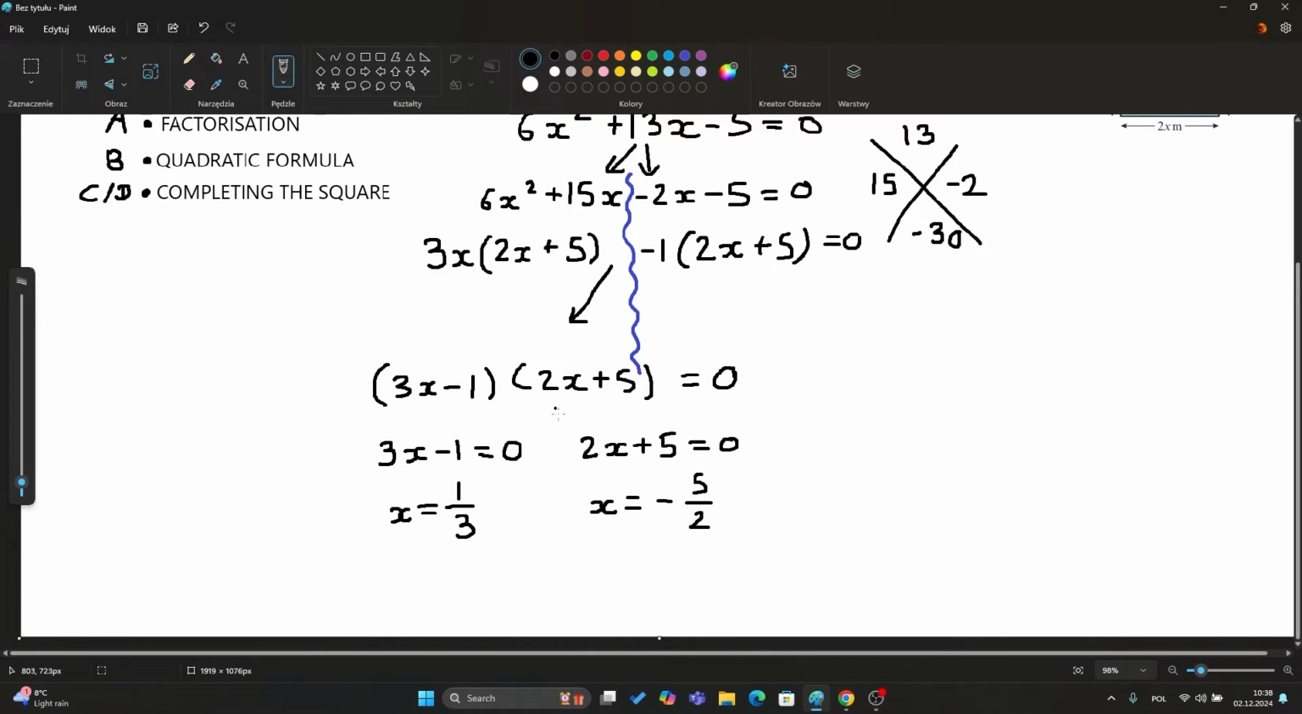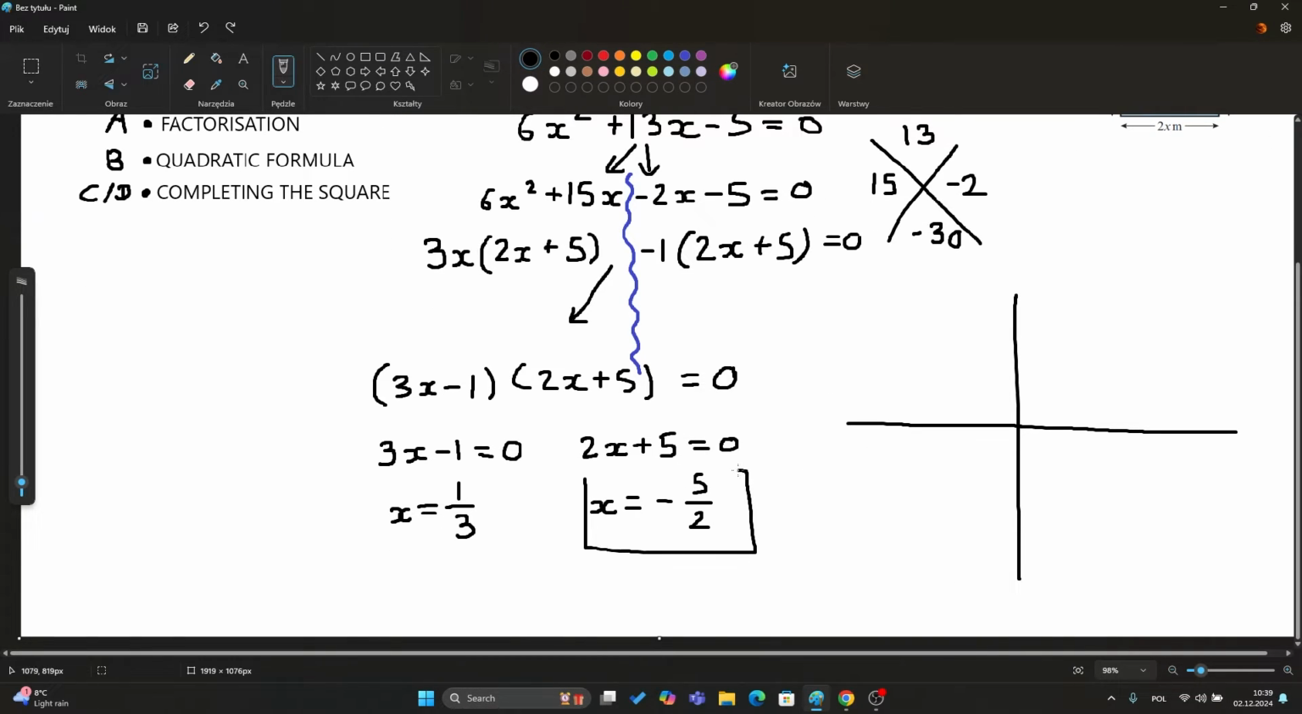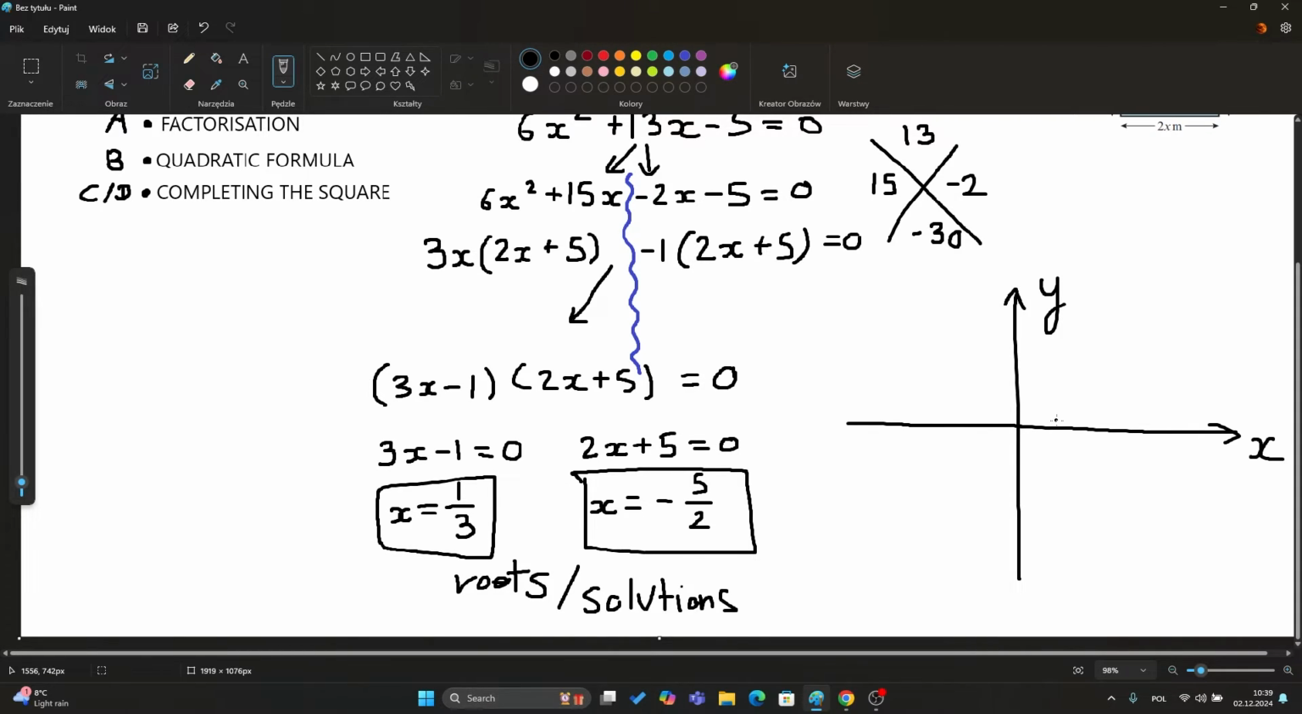So why do we need to solve it like that? Well, if we got a graph of 6x squared plus 13x minus 5, then the roots which we found here were solutions. They are sometimes called roots or solutions. They're called solutions of x because if we plot them on the graph, we can see that the graph goes through those points and that we have found where the roots are, and the roots are just points where the line crosses the x-axis.